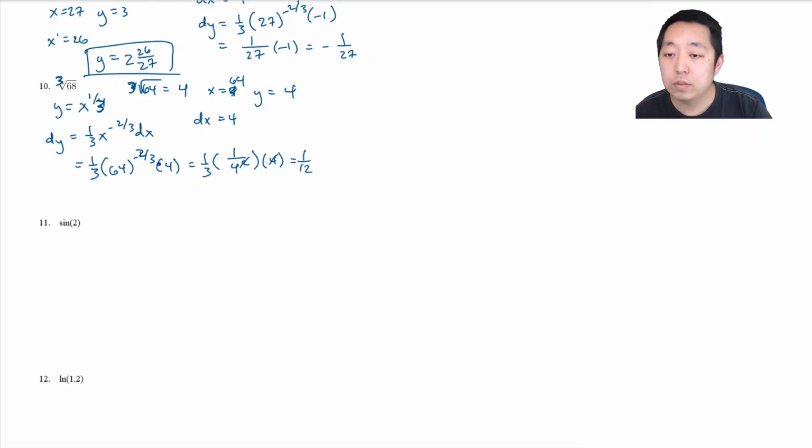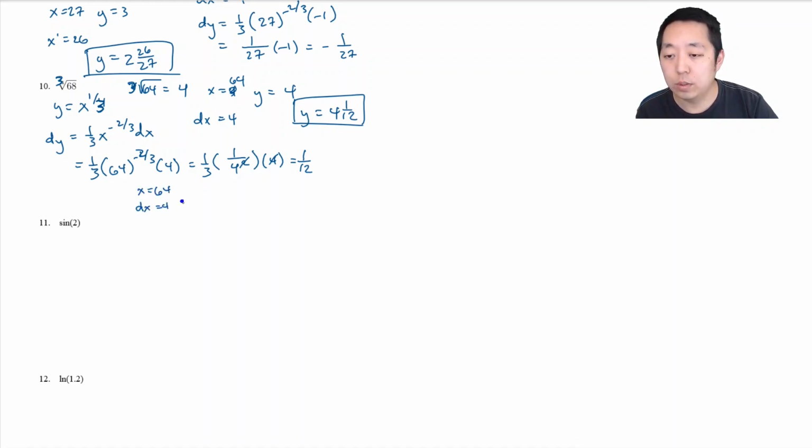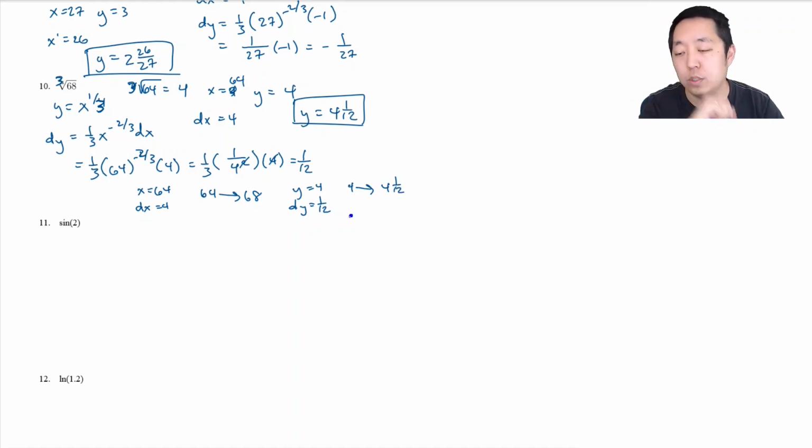So that means my y is going to increase by 1/12. So my y would be 4 and 1/12. Okay. So that's how you think of the dx's. They're changes in x and changes in y, right? So you're always thinking, in this scenario, my x is 64, my dx is 4, and so my x is going from 64 to 68. My y is 4, my dy was 1/12, and so my y is going from 4 to 4 and 1/12. So we're thinking about the change in x causing a change in y.